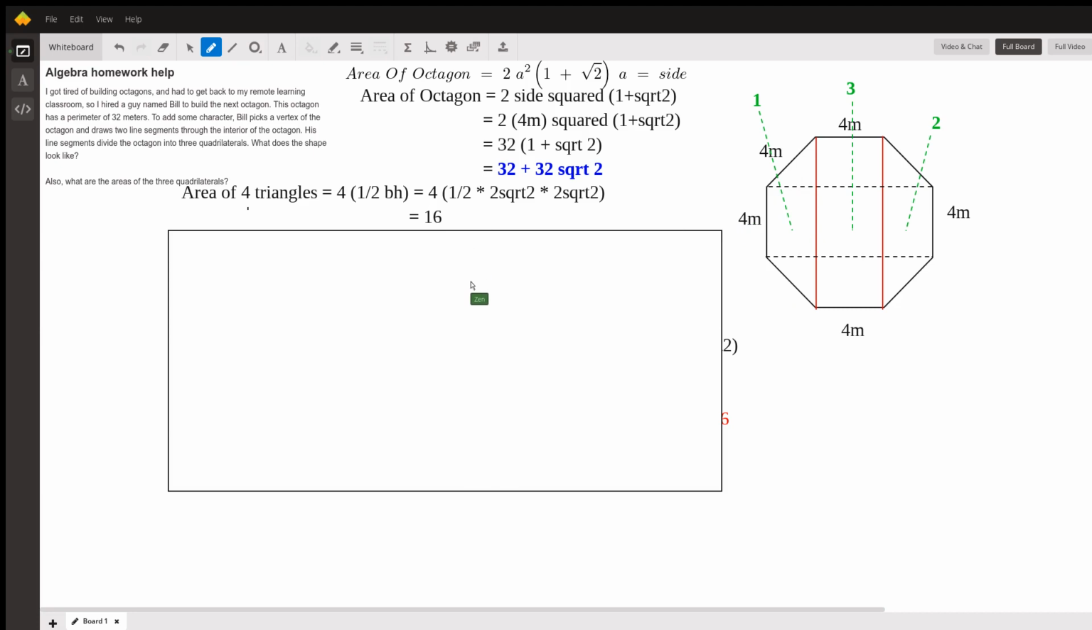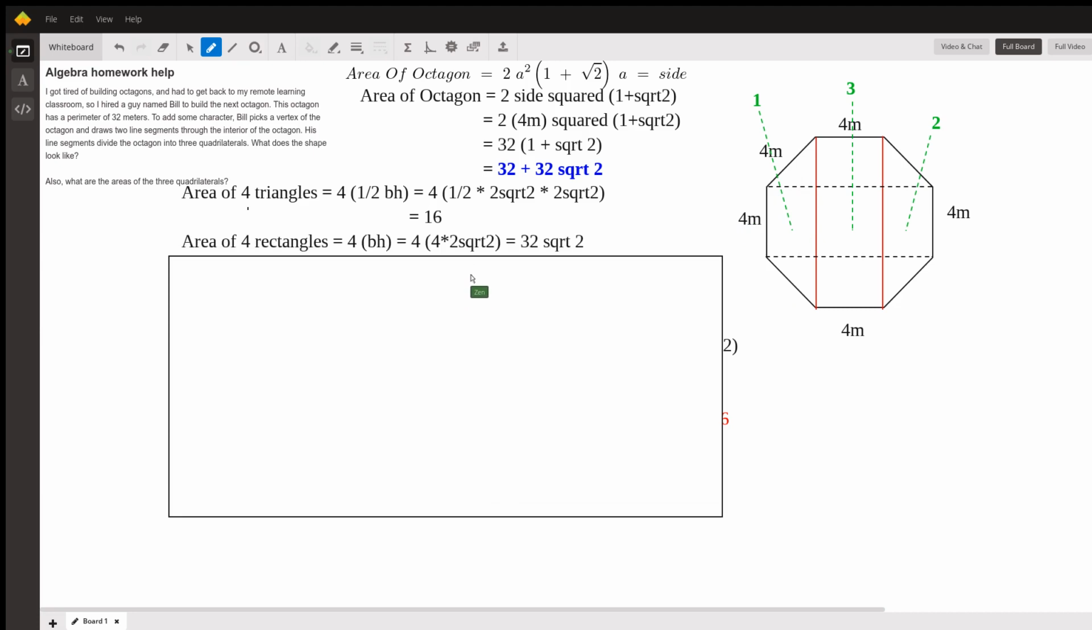Now, what about the 4 rectangles? There are also 4 rectangles here, 1, 2, 3, 4. The area of the rectangle is base times height. Remember, the base is the side of the triangle, 2 square roots of 2. The height is going to be 4 meters, and we got 4 of them. So when you multiply this out, the expression is 32 square roots of 2.